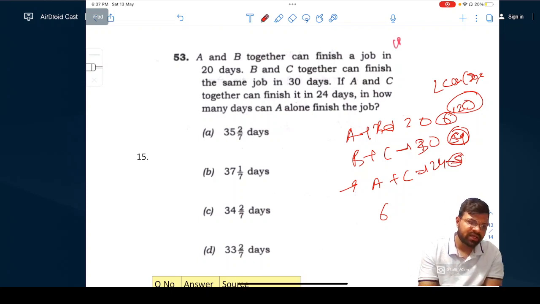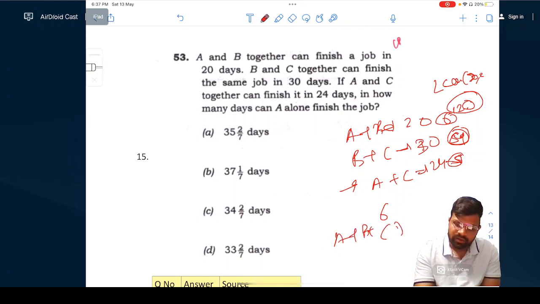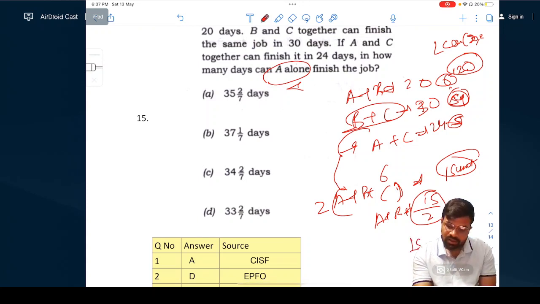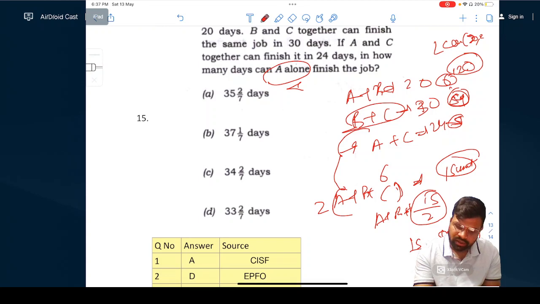Okay, so together A plus B plus C will be 6 plus 4, 10, 10 plus 5, 15 units per day. So 2 times A plus B plus C is 15, so A plus B plus C will be 15 by 2. And if you want A alone, you can subtract this. So 15 by 2 minus 4, 4 can be written as 8 by 2, so it will be 7 by 2. Now 7 by 2 is the efficiency.